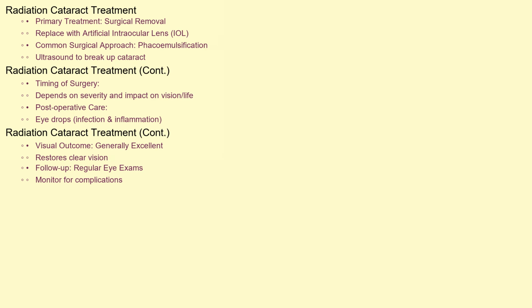The primary treatment for radiation cataracts is surgical removal of the affected lens and replacement with an artificial intraocular lens, or IOL. Phacoemulsification, a technique using ultrasound to break up the cataract before removal, is a common and effective surgical approach. The timing of surgery depends on the severity of the cataract and its impact on the patient's vision and quality of life. Post-operative care includes using eye drops to prevent infection and reduce inflammation. The visual outcome after surgery is generally excellent, restoring clear vision for most patients. Regular eye exams are essential following surgery to monitor for any complications.